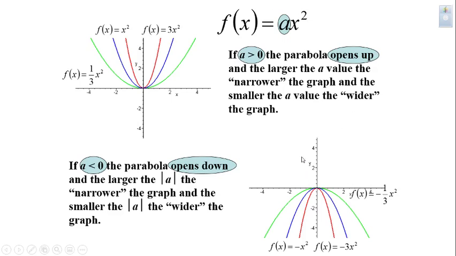So two key points here, starting out with the graph of y equal to x squared, which is represented by this blue graph. If you multiply by a number that's greater than 0, a positive number, the graph will open upward. If you multiply the x squared by a number less than 0, the graph will open downward. If the number you're multiplying by is bigger in size than 1, the graph gets narrower. But if the number you're multiplying by is smaller in size than 1, then the graph gets wider.